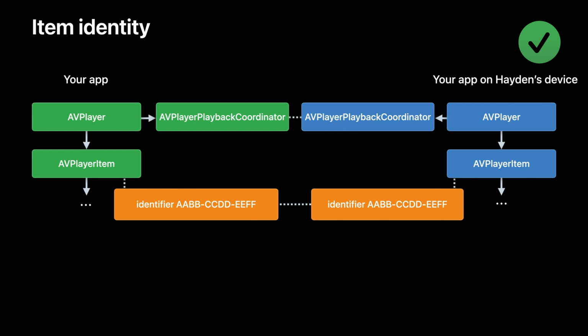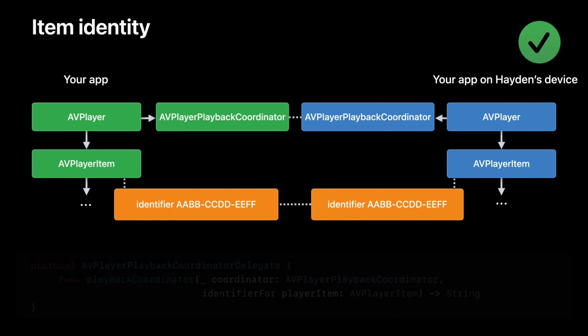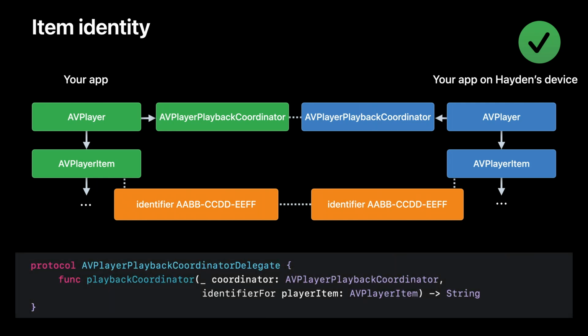If this string is present, the coordinator will use it to decide if two items represent the same content, and it will ignore the URL. You do this by implementing the AVPlayerPlaybackCoordinatorDelegate protocol and its playbackCoordinator identifier for playerItem function. The coordinator will ask its delegate for an identifier whenever you enqueue an item in the player.